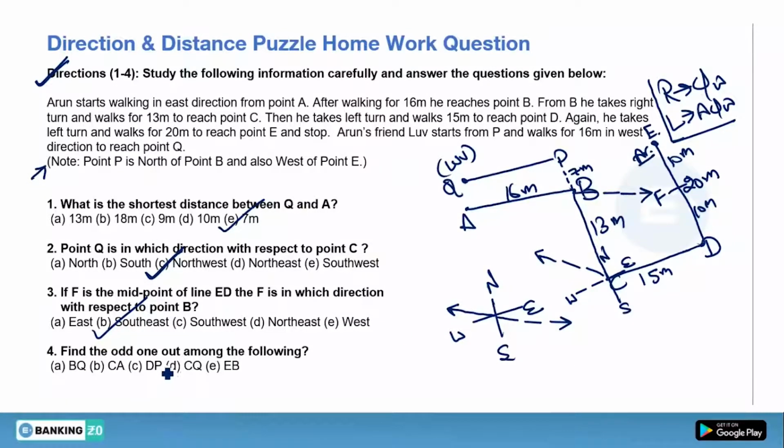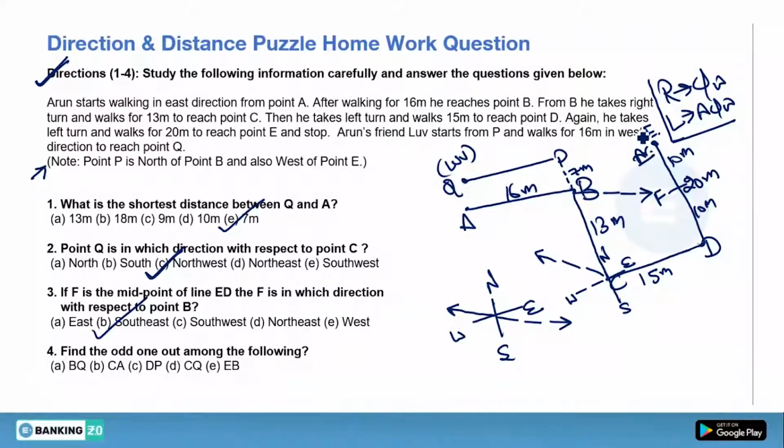Find the odd one out among the following. B and Q. B is here, Q is here. The direction is northwest from point B. C and A, the direction is northwest from C. D and P. D is here, P is here. The direction is toward northwest. C and Q. C is here, Q is here. The direction is toward northwest again.